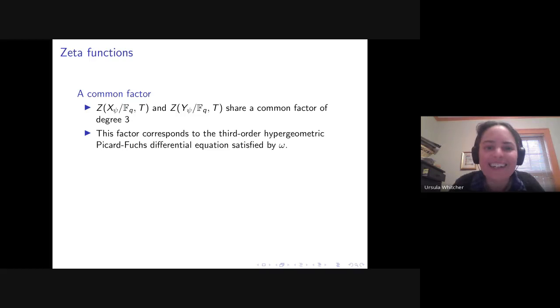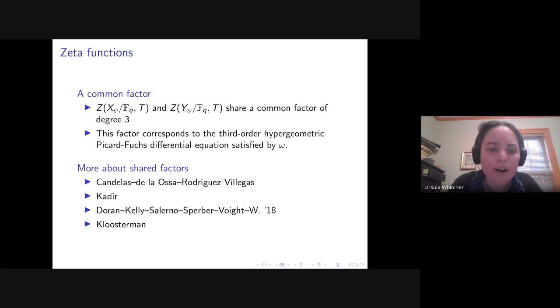And this isn't just any common factor of degree 3. This is a common factor that corresponds to the third order hypergeometric Picard-Fuchs equation that is satisfied by our unique holomorphic form.